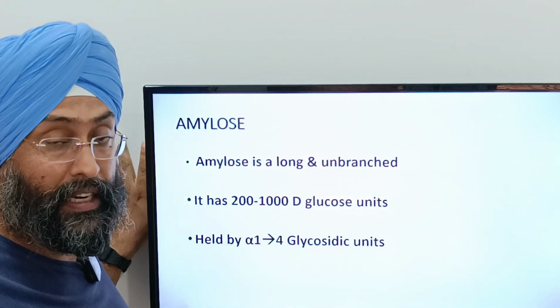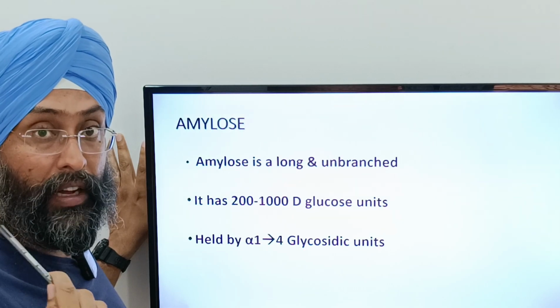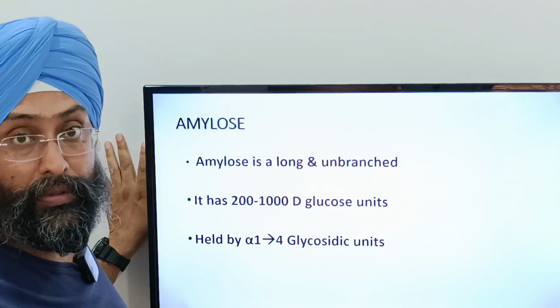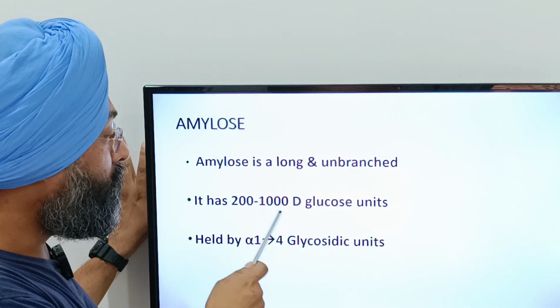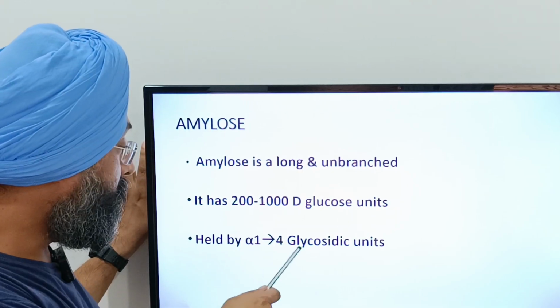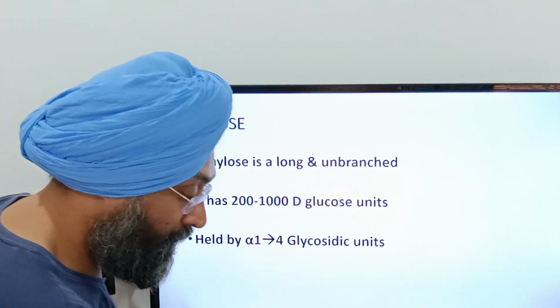It doesn't contain any branches and is a linear polymer of alpha 1,4 D-glucose units. It has 200 to 1000 D-glucose units as well. And the linkage is alpha 1,4 glycosidic bonds.